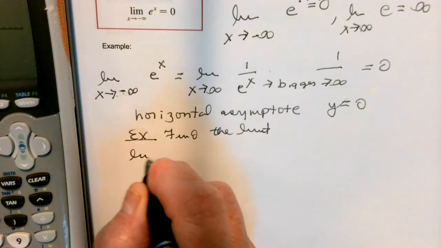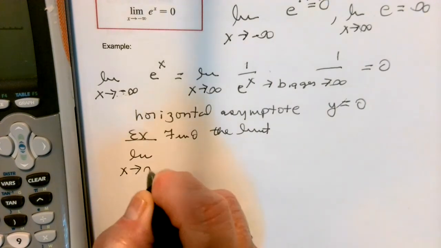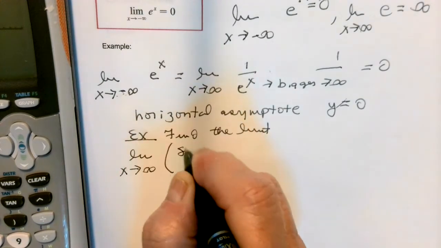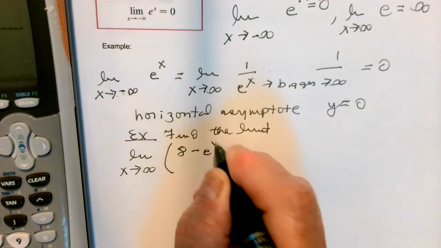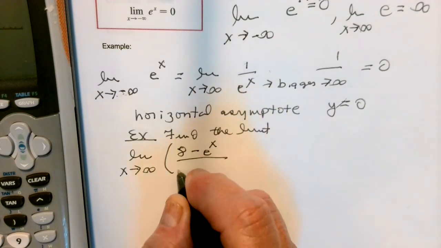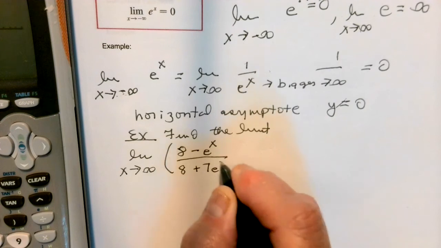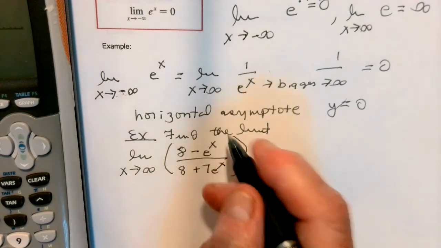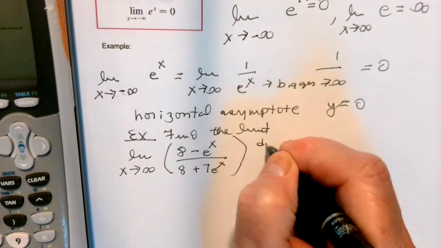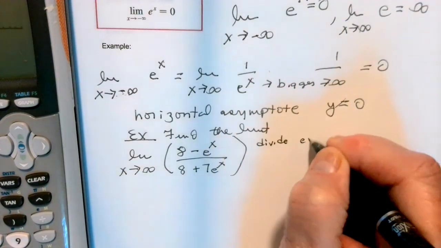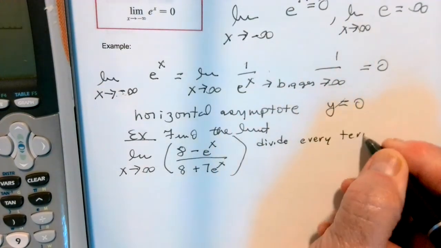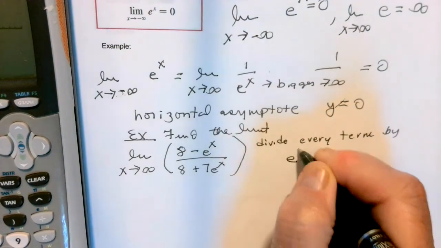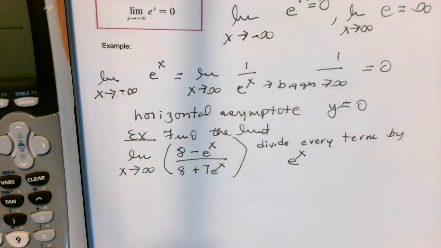So we're going to take the limit as x goes to infinity of (8 minus e to the x) over (8 plus 7 times e to the x). Okay, so we don't have x to a power, but we have e to the x. So divide every term by e to the x. So it's like when we were dividing by the highest power of x, but now we are dividing by e to the x.